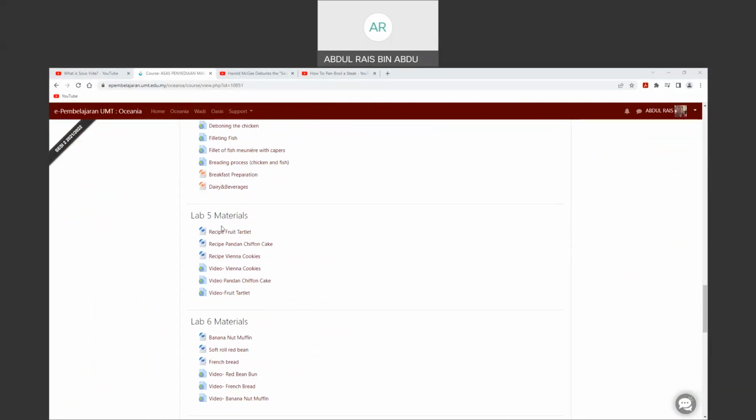Okay, because lab 5 you'll be preparing the following dishes, which is the fruit tartlet, pandan chiffon cake, as well as Vienna cookies. And another one which will be added soon by Cik Rahijan is the recipe for chocolate mousse lah. Because bear in mind, for both pastry sessions, there will not be live demonstration, so you have to study the recipe thoroughly and watch the videos that have been provided.